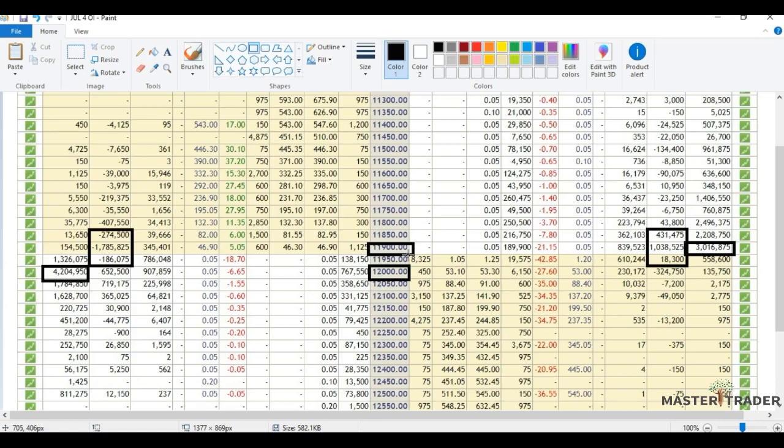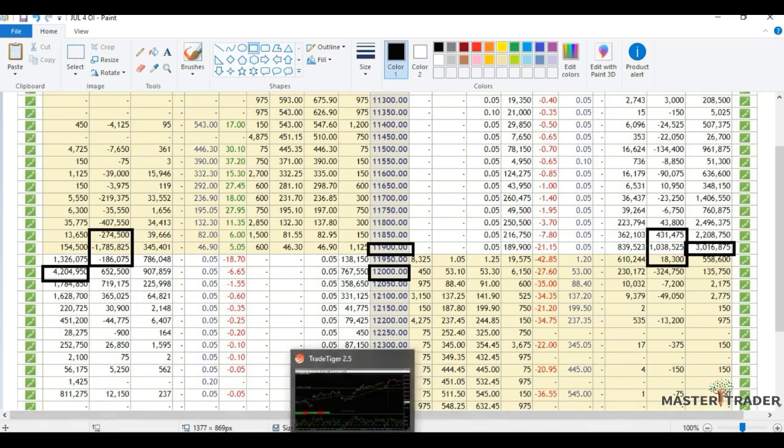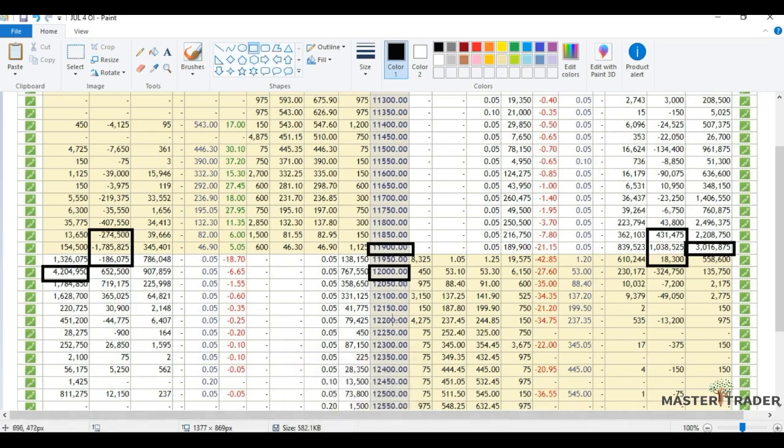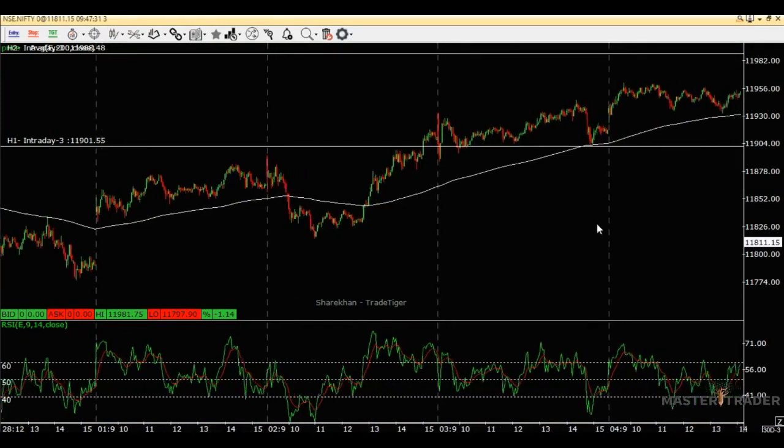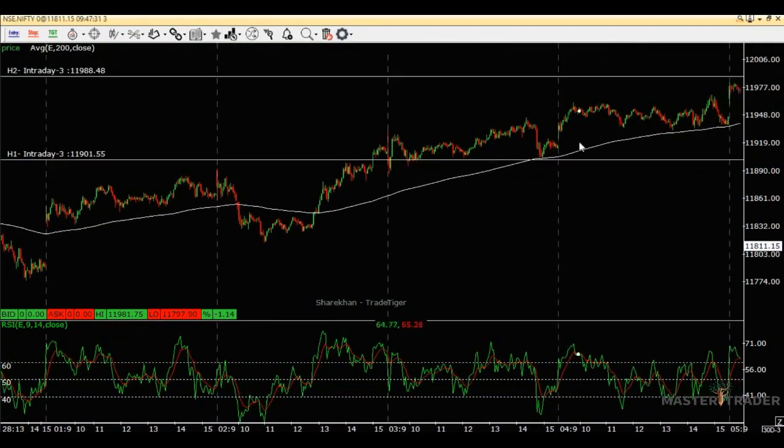So if one of the boundaries breaks, then we have to look at the next particular level, and we'll look at this in the next data. So 4th of July is telling us 900 to 12,000 is the range, and as you can see, it was just simply range bound between 900 to 12,000. It was just in that range.